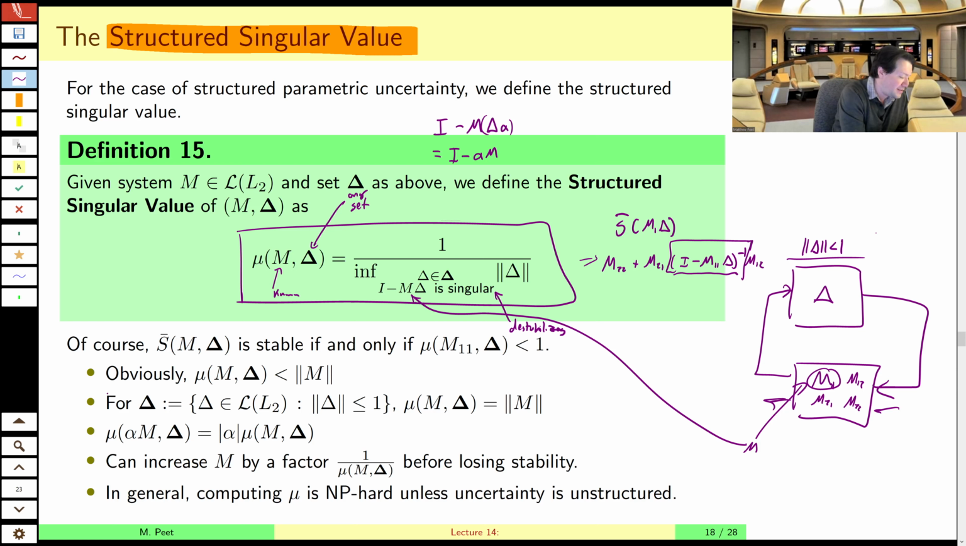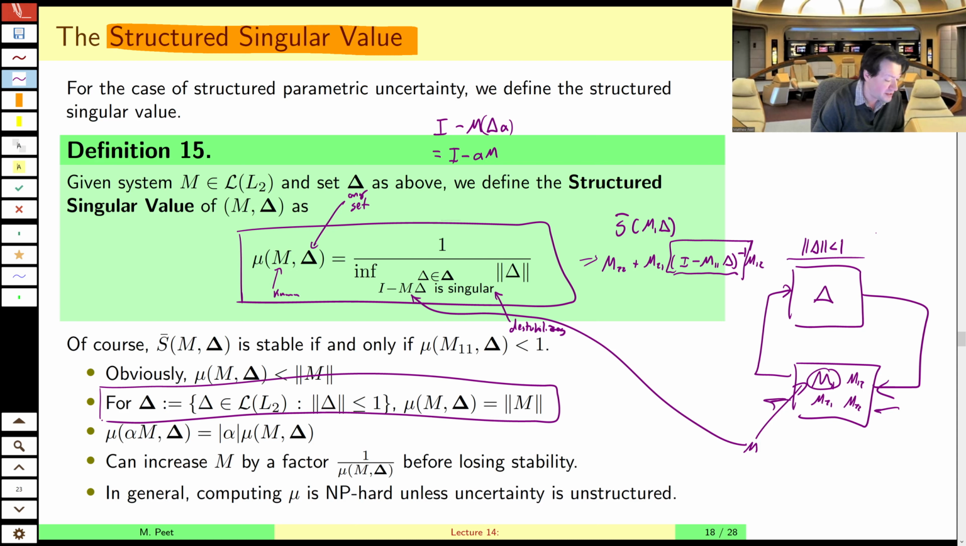All right, no one likes this definition very much because it's a little bit confusing. Let's focus on one case: the case of unstructured dynamic uncertainty. Then, with unit norm, the structured singular value is simply the norm of M. So that's how large you can make M before you destabilize the system.